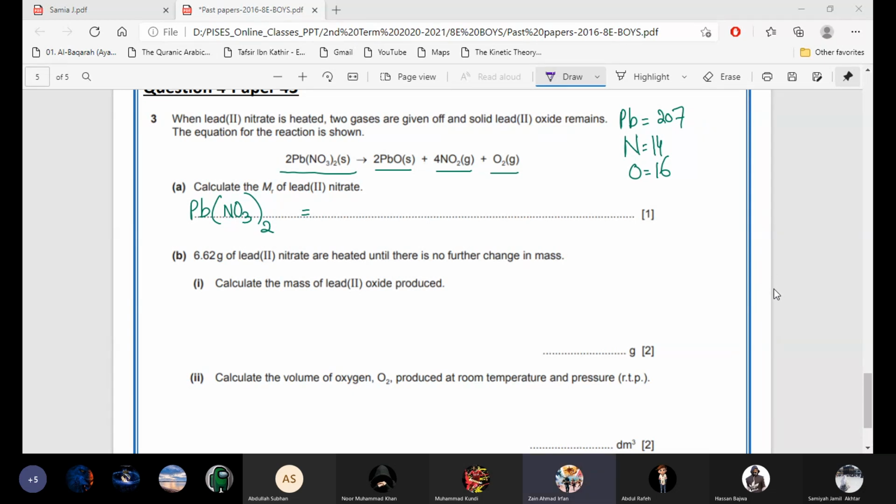Ma'am, I'm still calculating. Good. And now I'll ask the other boys also, the boys who are quiet. Say it by yourself, otherwise I will ask. Ma'am, I'm getting 331. Okay, Ahmad Alam. 207 plus 28 plus 96. Okay. Ahmed Nawaz, did you calculate? What is the answer you are getting?